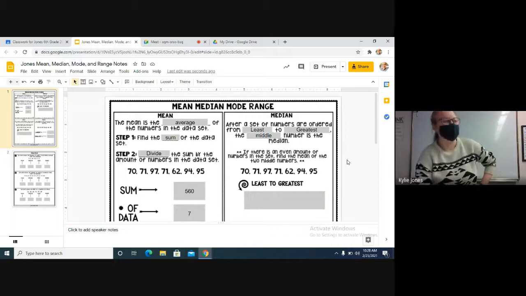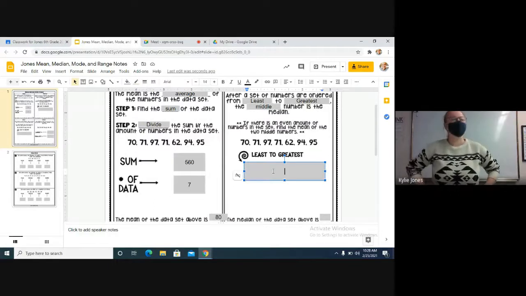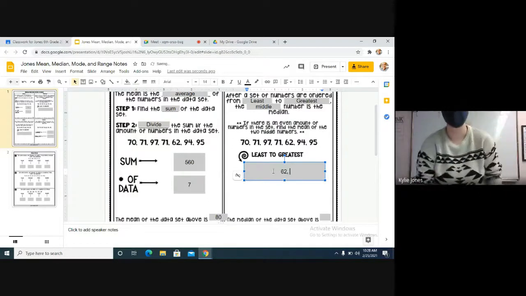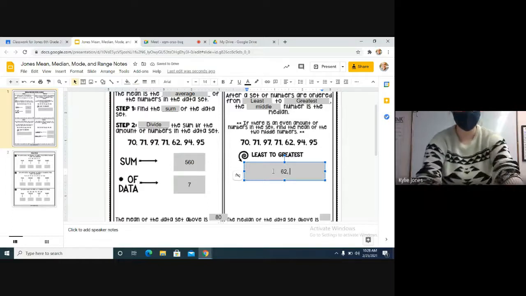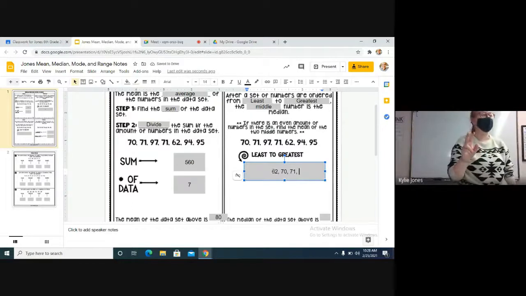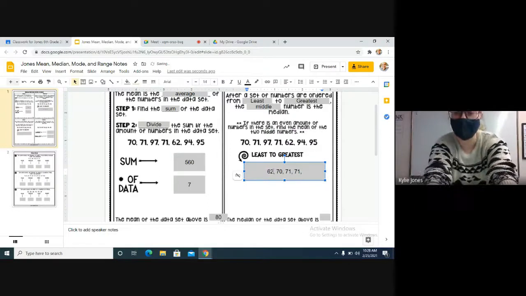So we have the same exact set of numbers, and it says right here that we need to do what with them? Least to greatest? Put them least to greatest. So what's the first number that's going to go there? 62. Then what? We have a 70 and 71. There's 2 71s. Do I have to put both? Yep, absolutely. You have to put both. 71, 71, then what?